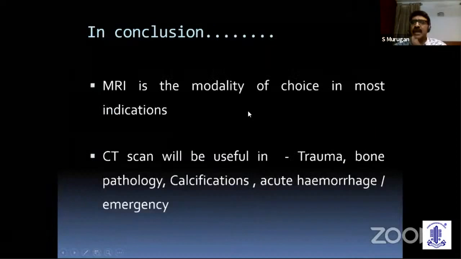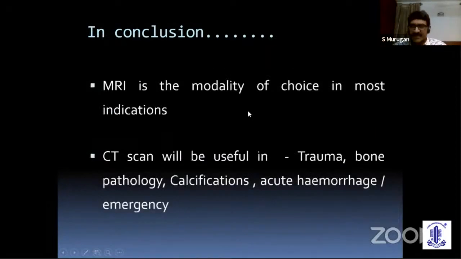So just to conclude, MRI is the modality of choice in most of the clinical scenarios. CT will be useful in trauma, in bony pathologies, when we want to rule out calcifications, or when somebody presents in an acute way, acute hemorrhage, especially subarachnoid hemorrhage. Okay, thank you so much.